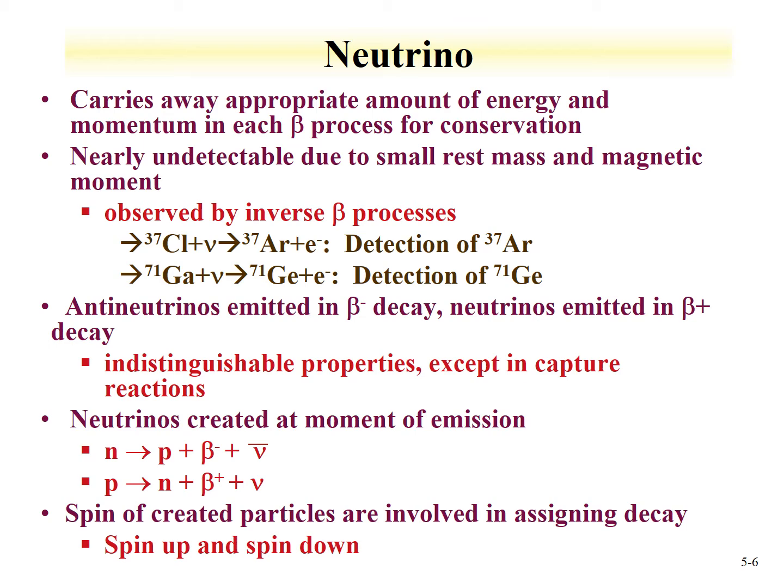Now, antineutrinos are emitted in beta minus decay, and neutrinos, since it's matter, are emitted in positron decay, since the positron is antimatter. And these neutrinos are created at the moment of emission. So the reaction here is a neutron going to a proton, an electron, and an antineutrino, and a proton going to a neutron, a positron, and a neutrino. The spins of these neutrinos are involved in assigning decay, so they can have either spin up or spin down properties.